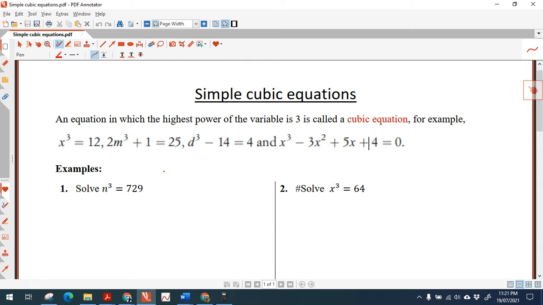Okay, so a cubic equation is an equation where the highest power of the polynomial is 3. So you can see here in this equation, highest power is 3. In this equation here, highest power of the polynomial is 3. In this equation here, highest power is 3. And in this equation here, highest power is 3. So anytime you've got a highest power of 3, it's a cubic equation. Now, let's do this one together.